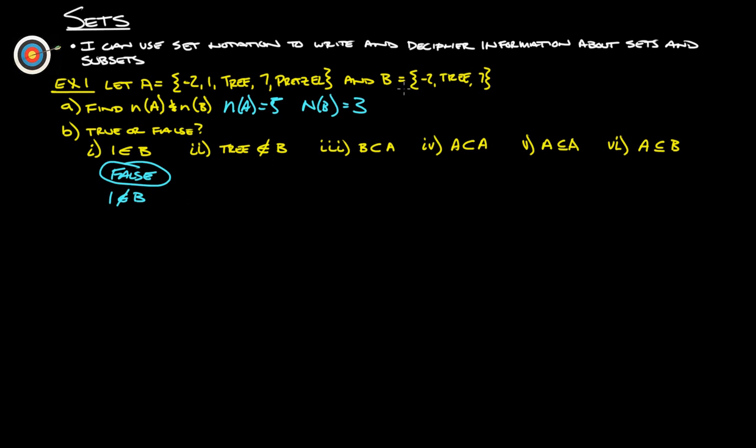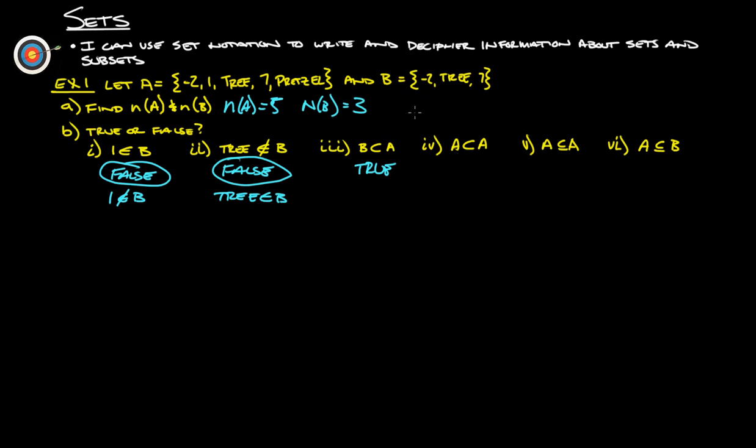Tree is not an element of B. Here's tree that's in B, so that is also false. If we wanted to fix that to be a correct statement, we would say that tree is an element of B. Is B a proper subset of A? Is everything in B also in A? -2, tree, and 7. All those are in there. And A includes something that's not in B, so this would be true.